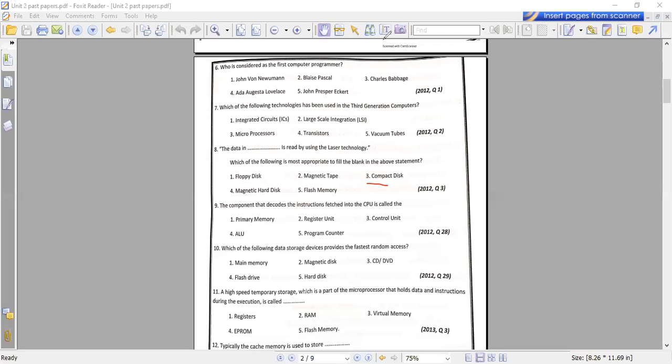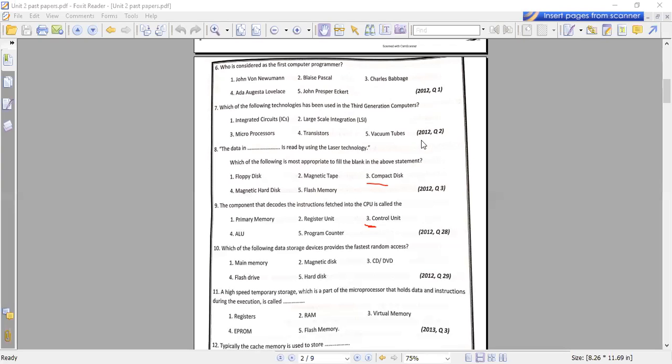Then question number 9. The component that decodes the instruction. Decode karana instruction, I told you when we are talking about fetch, decode, execute cycle. අපි decode කරනවා කිව්වේ control unit. This is third answer. I think most of you have put the correct answer. Yes, it is there in the tube.